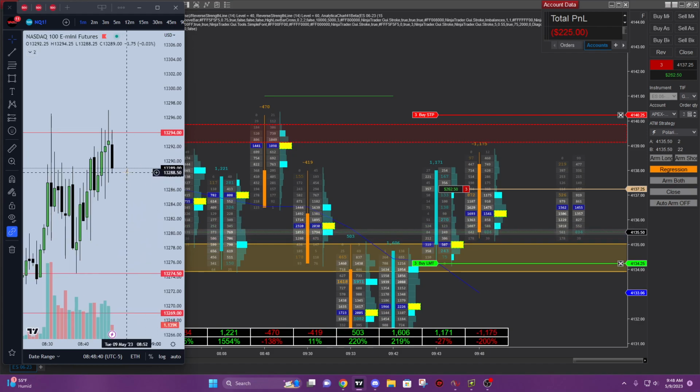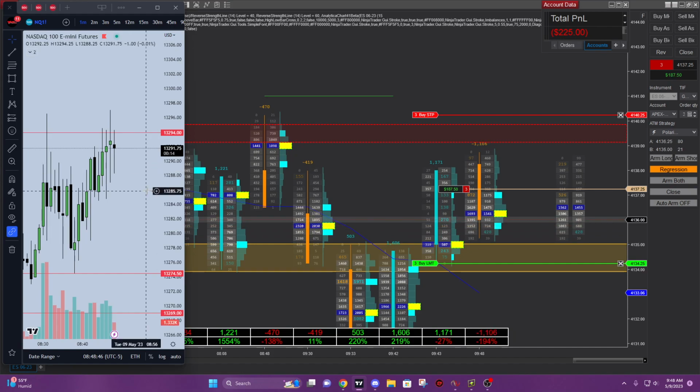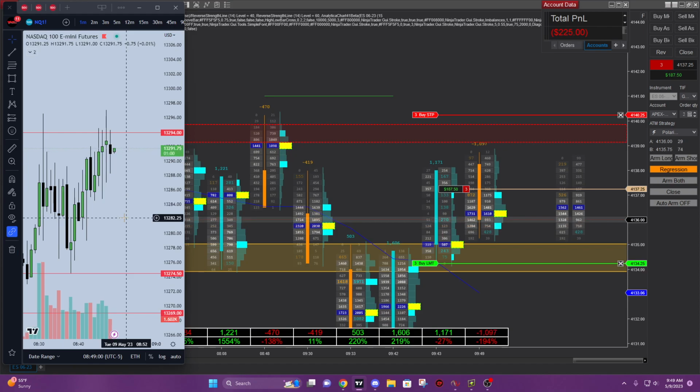Need it to close down though. Can't have buyers pick in. The buyers are already buying this back up. Yeah, buyers keep wicking these candles back up.